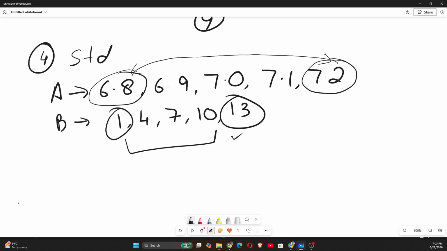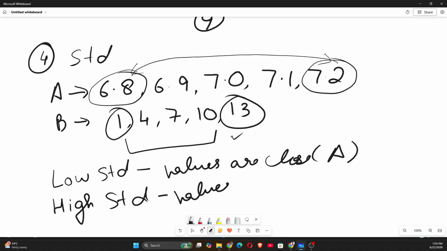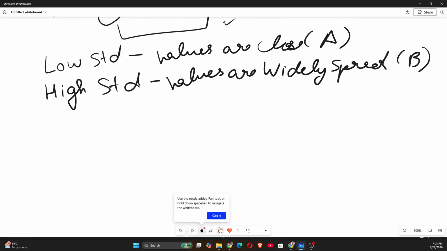So we have two things over here. Low standard deviation, values are close together, which is A. High standard deviation, values are widely spread, which is B. Pardon my handwriting, but I hope you are getting the things which I am saying.